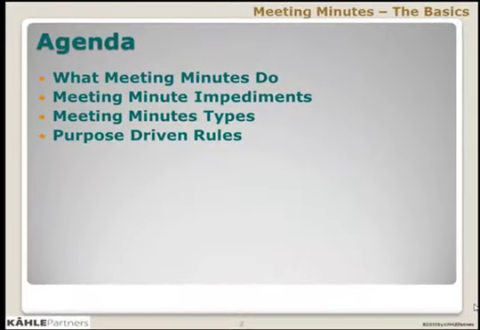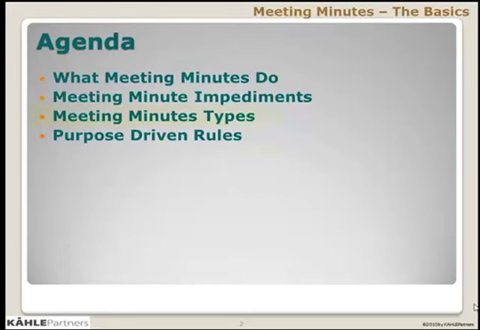So let's take a look at our agenda. We have a pretty short agenda for our first show. We're going to start off by looking at what meeting minutes do. I mean, we do meeting minutes for a reason, but what is it they really do when we put them together and send them out? We're then going to look at some of the impediments that prevent us from doing meeting minutes on a consistent basis, and hopefully by understanding those impediments, we'll be able to overcome them going forward.